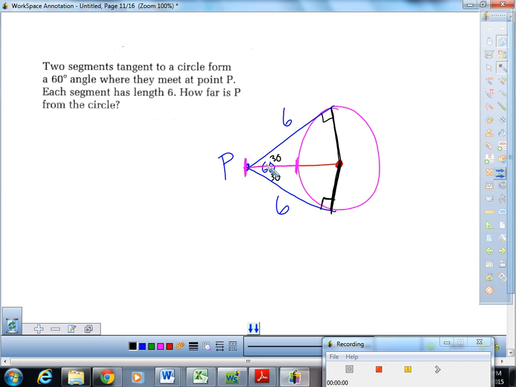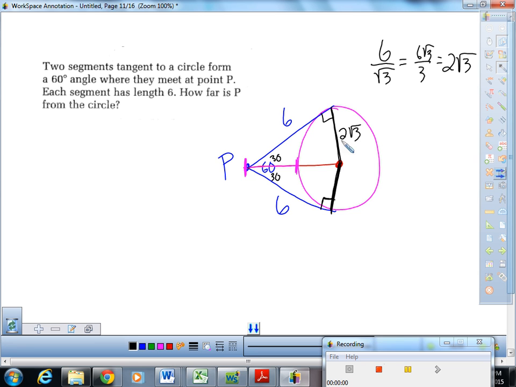So how do I get from the long leg to the short leg? I divide by radical 3, and 6 divided by radical 3 is 6 radical 3 over 3, which is 2 radical 3. So this radius is 2 radical 3. So what is the hypotenuse? How do I get from the short leg to the hypotenuse?